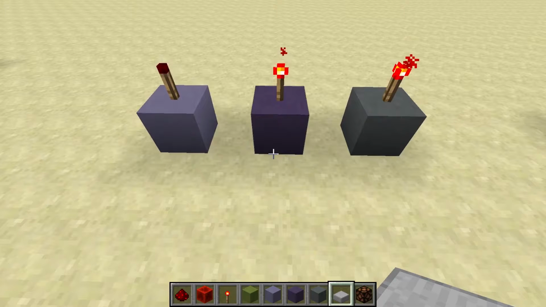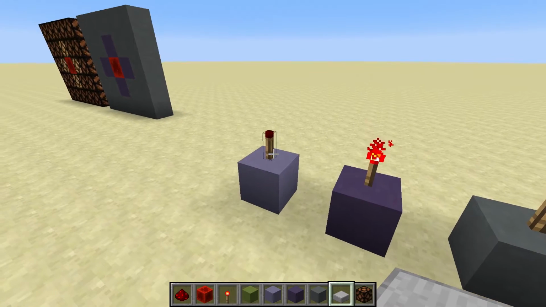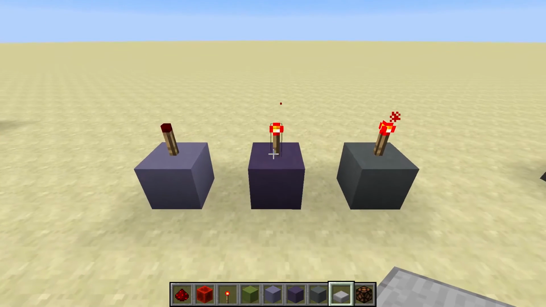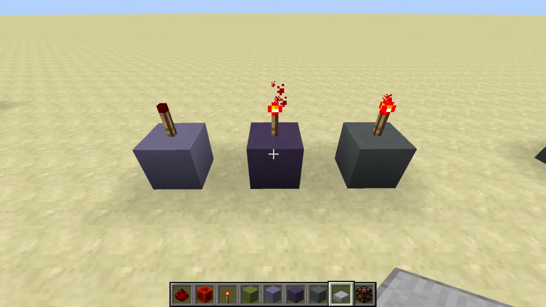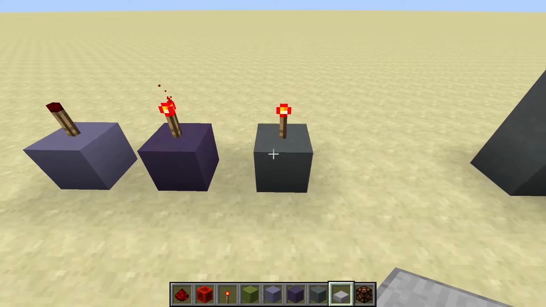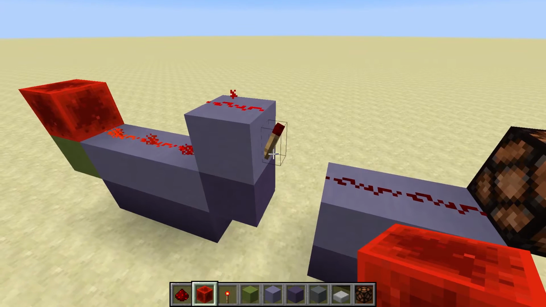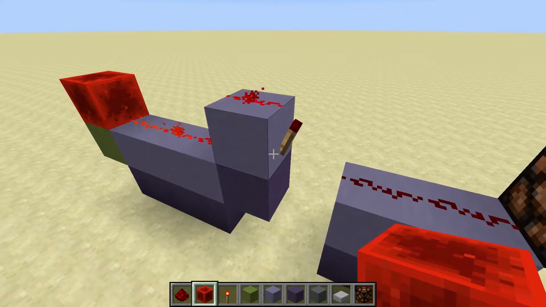We can see this demonstrated right here. When the redstone torch is on top of a source block, it will become unpowered. If the block that the redstone torch is on is only affected, it will remain powered. By default, the redstone torch is powered. Redstone torches can also be placed on the side of blocks.